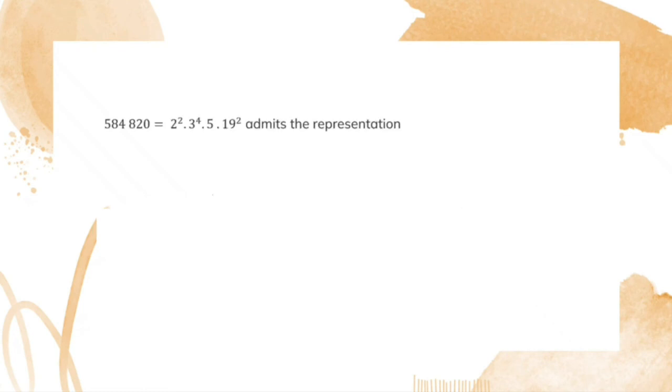From the last slide, we know that this integer is the sum of two squares. So what we can do first is we write each factor as a sum of squares. So it will be like this. 2 squared is equal to 2 squared plus 0 squared. 3 to the power of 4 is equal to 9 squared plus 0 squared. 5 is equal to 2 squared plus 1 squared. And 19 squared is equal to 19 squared plus 0 squared.